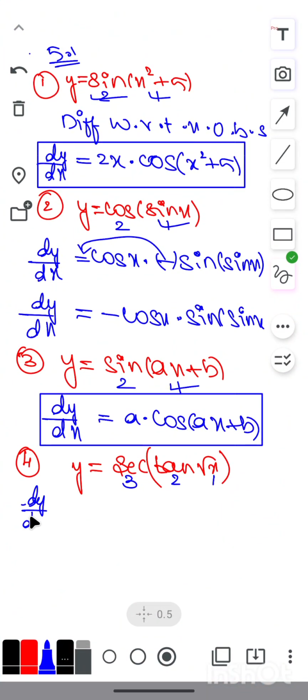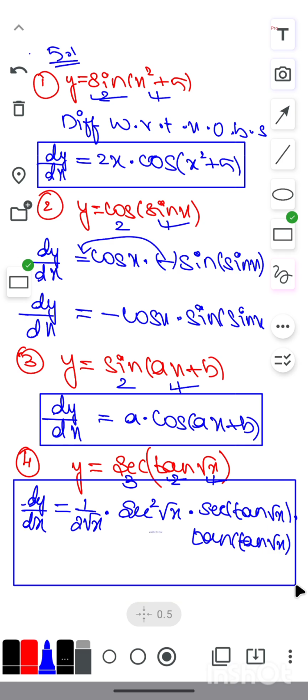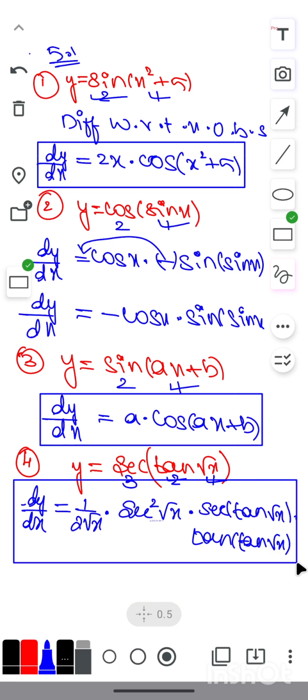That is, differentiation of given function y with respect to x is denoted by dy by dx. Differentiation of root x is 1 by 2 root x into differentiation of tan x is secant square x. Here x is root x. First function, second function both are done. And we are left with the last function, that is secant x. Differentiation of secant x is secant x into tan x. Secant of tan root x into tan of root x. Yes, finish. See how simple? Just in one single step we are getting the answer for the given problem. So this is our required answer.